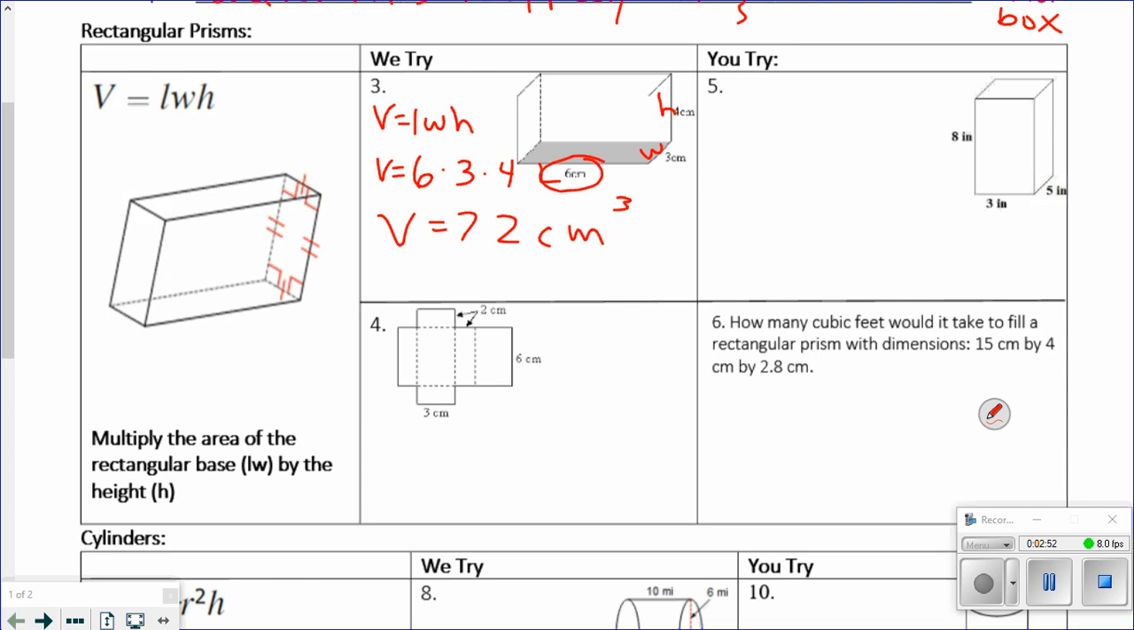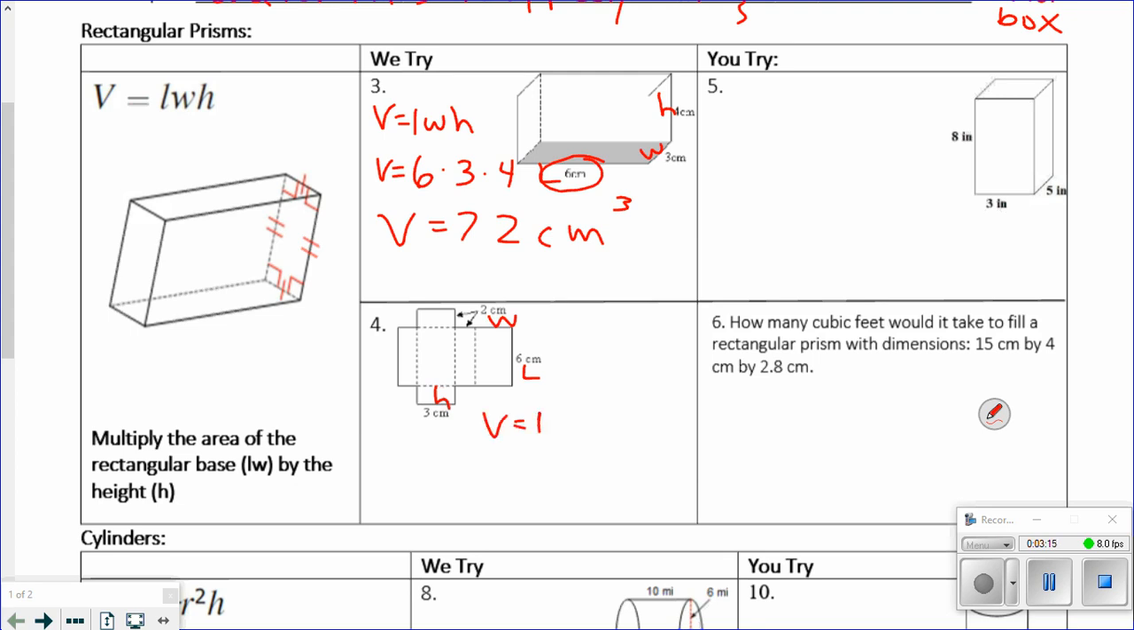Number 4 looks a little different. It is a net for a rectangular prism. Okay, so if I cut like a cardboard box, like a cereal box out, and I laid it flat, it would look like that. That's a net. If I glued it back all together, it would make a box, a rectangular prism. All right, so same thing here. We'll say that the length is 6, and the height is 3, and the width is 2.